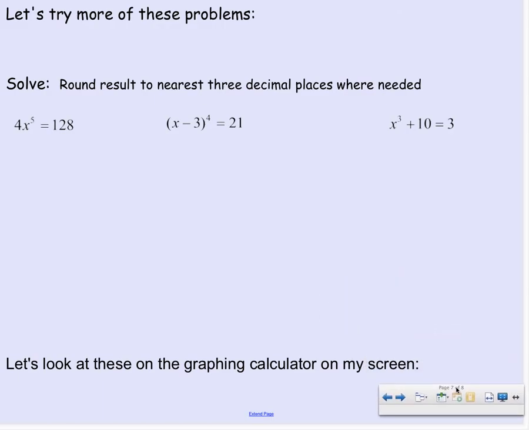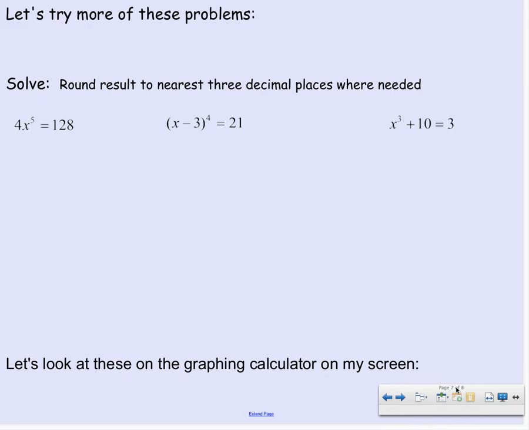We're going to solve, and on the places where it's not on our chart, we're going to use the calculator. If it's on our chart, we're going to use the chart. And on our next test, there'll be both a calculator and a no calculator part. On the no calculator part, you will be able to use your chart. All right, so we're going to solve these. Round your results to the nearest 3 decimal places if needed.